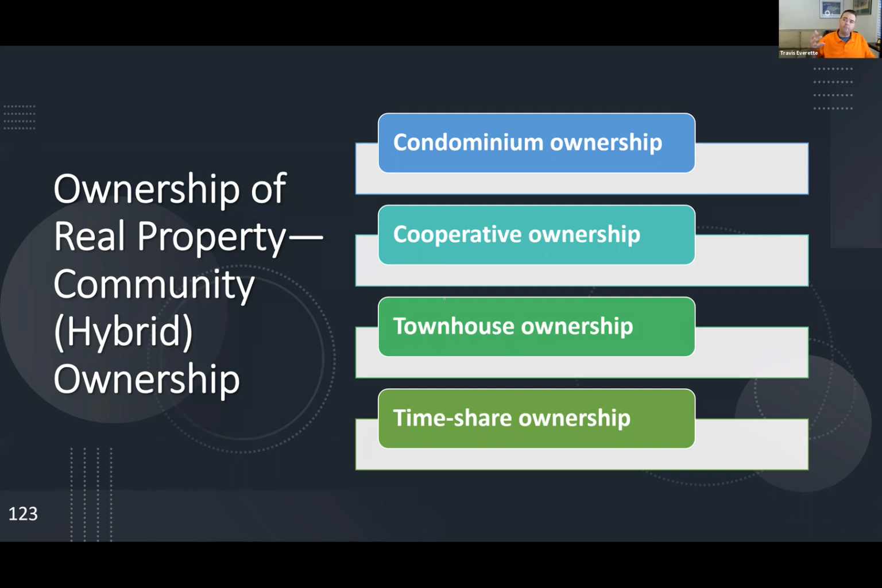If we have 3 owners of a property and they're tenants in common, how much of the time can one of those 3 owners occupy the property? All the time. How much of the property can one of those 3 owners occupy? All of it.